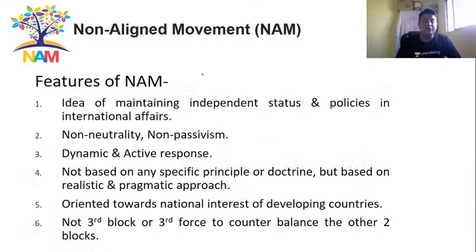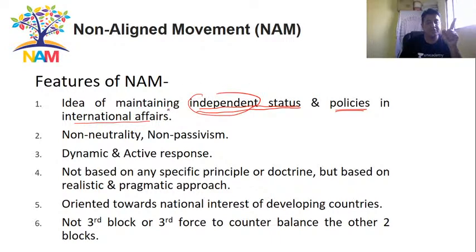Next, features of the non-alignment movement. The first important feature, and it is very common, is the idea of maintaining independent status. NAM loves this thing, independent. It should not be dependent on anything. It should not have any prejudice. Independent status and policy in international affairs, that's what is very important. The first feature is independent status and policies in international affairs.